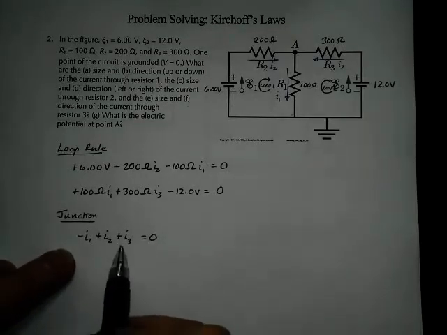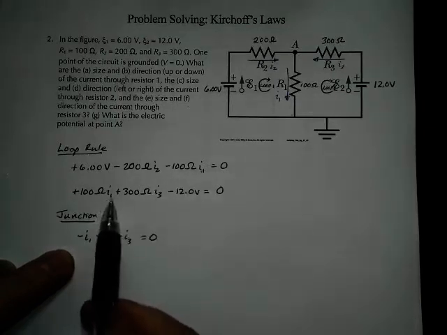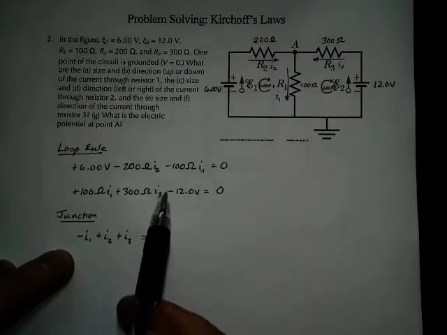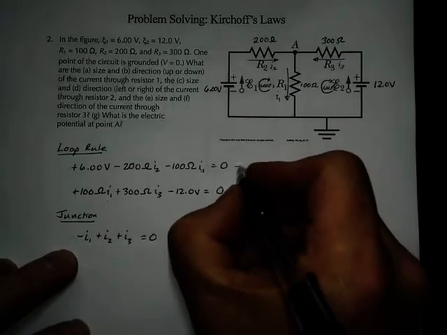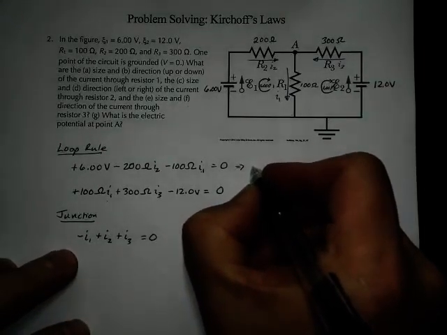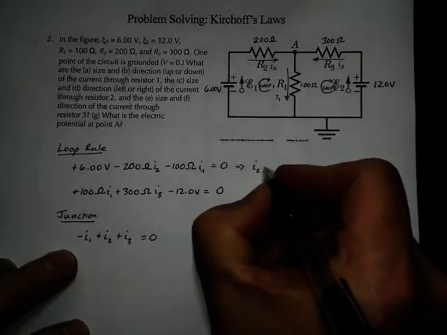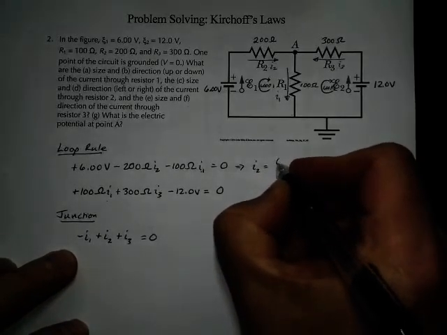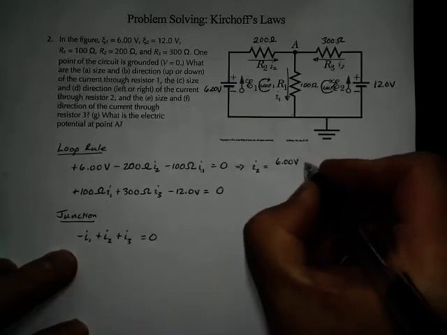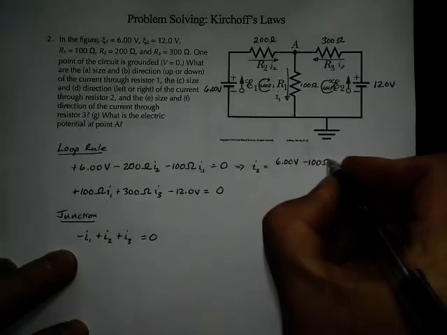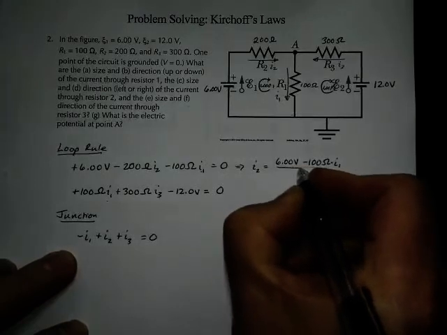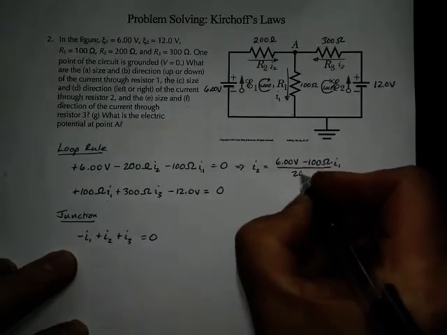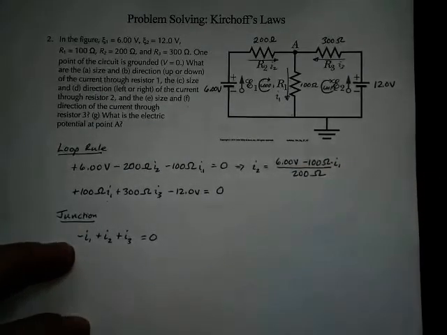Okay, so same thing I did here. I got 2 and 1, 1 and 3, so I'm going to solve this one for I2, this one for I3, and plug them both into here to find out what I1 is. So if we can do the algebra, let's see, I2 is going to equal 6 volts minus 100 ohms times I1, all divided by 200 ohms.